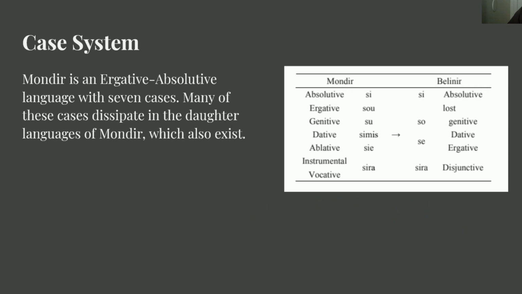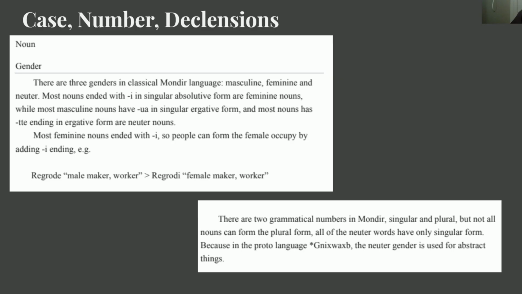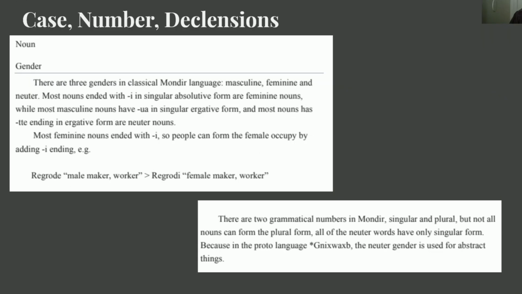So Mondir is an ergative absolutive language with 7 cases. Many of these cases dissipate in the daughter languages of Mondir: absolutive, ergative, genitive, dative, ablative, instrumental, and vocative. We have 3 genders in Mondir: masculine, feminine, and neuter. Most nouns ending with i in the singular absolutive form are feminine nouns, while most masculine nouns have ua in the singular ergative form.